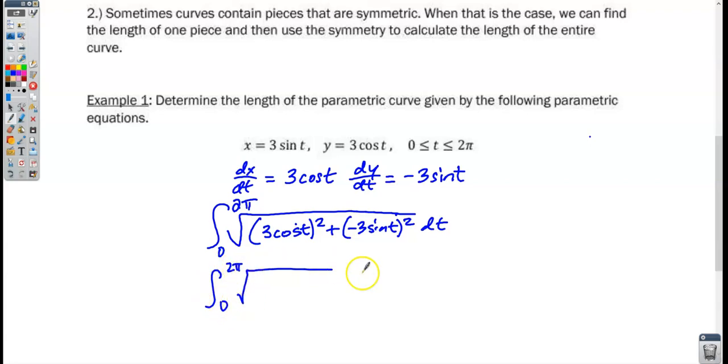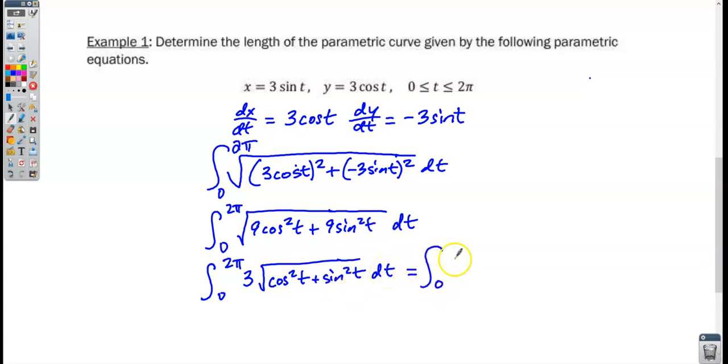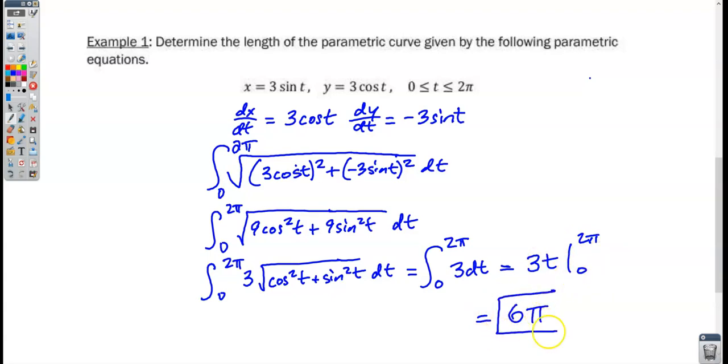We're going to square this out and square this out, and when we do that, we can take the square root of 9 out of that radical, and this becomes the integral from 0 to 2 pi of square root of 9, which is 3, times the square root of cosine squared t plus sine squared t, which everyone should recognize as 1. And so this becomes the integral from 0 to 2 pi of 3 dt. The antiderivative of 3 dt is 3t. And when I evaluate that from 0 to 2 pi, I get 6 pi as our length of that parametric curve.